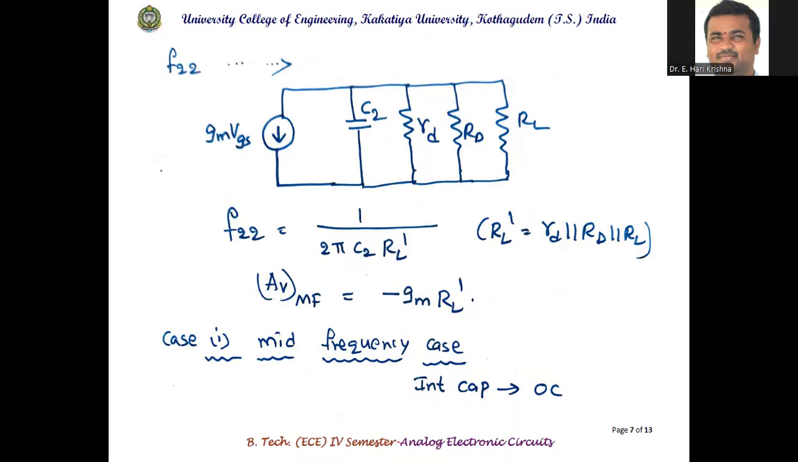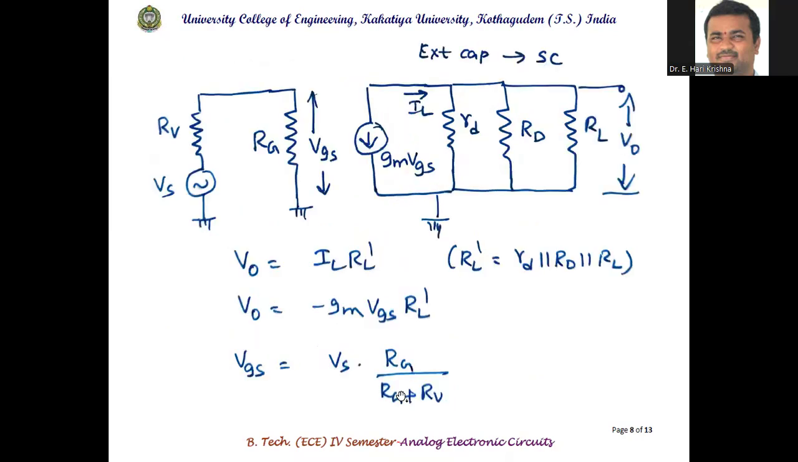So without doing most of the calculation, we have taken here the formulas for lower cutoff frequency and upper cutoff frequency. In continuation, you will see case 1, the mid-frequency case. We consider internal capacitors open circuit and external capacitors short circuit, and consider the equivalent diagram: Rs, Vs, RG, gm VGS, rd, capital RD, RL. These three are in parallel, giving RL dash.